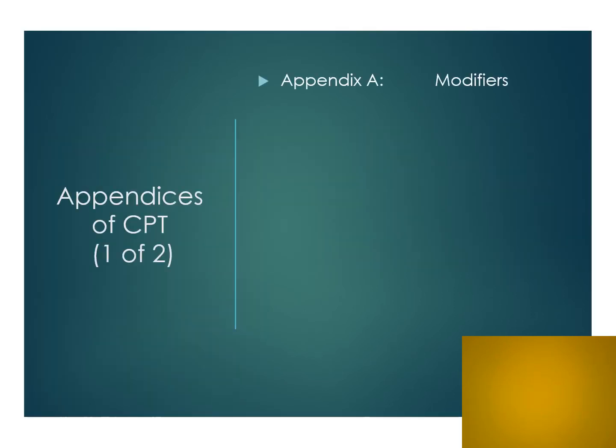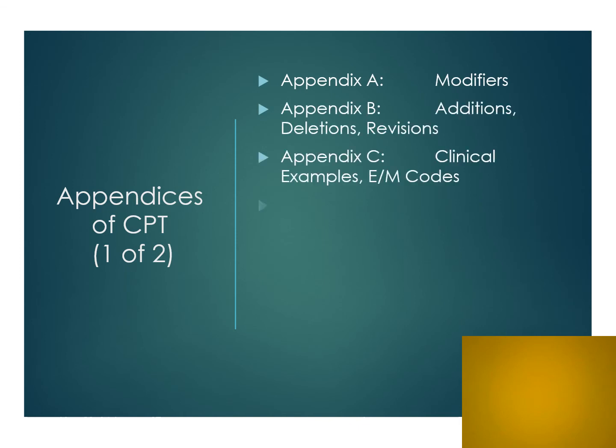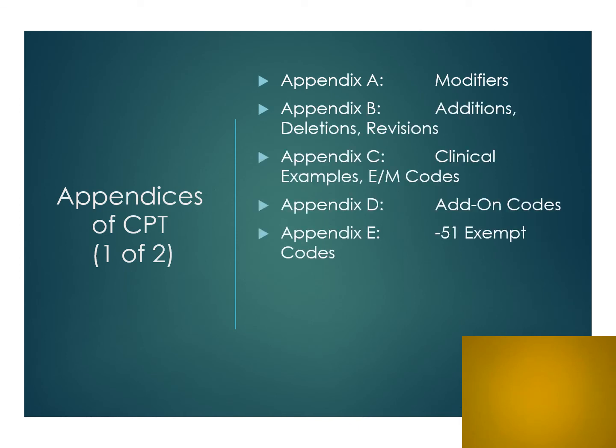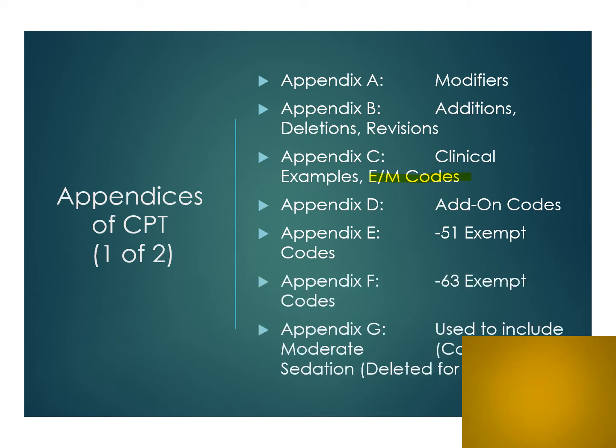The appendices of the CPT book, there are several of them. We have Appendix A for modifiers, B for additions, deletions, and revisions. C is for clinical examples, and this is a good one for E and M codes, evaluation and management codes. Appendix D has your add-on codes. E has your 51 exempt codes. F has 63 exempt codes, and so on.